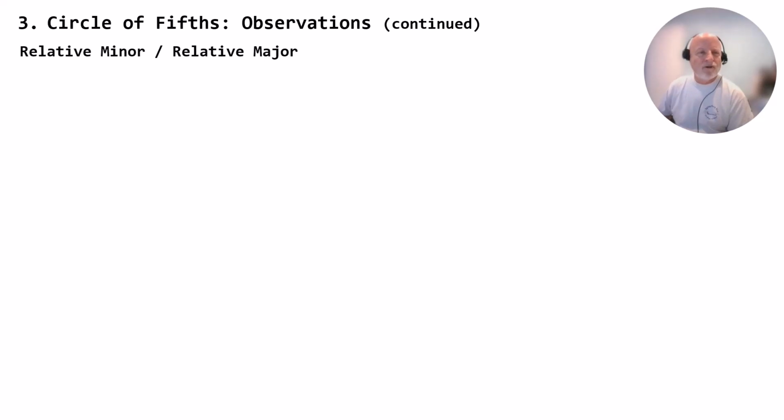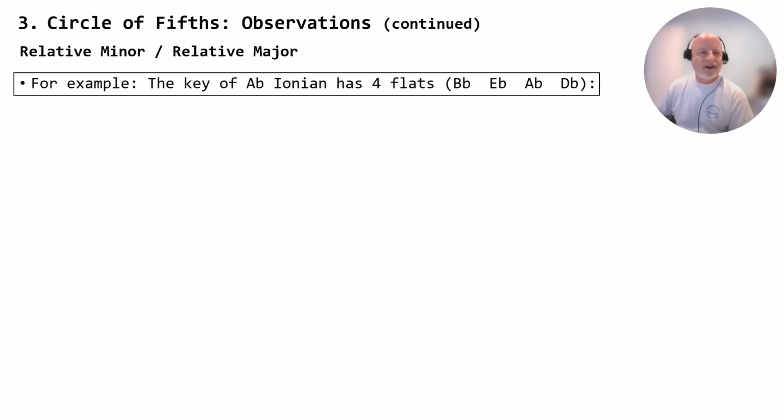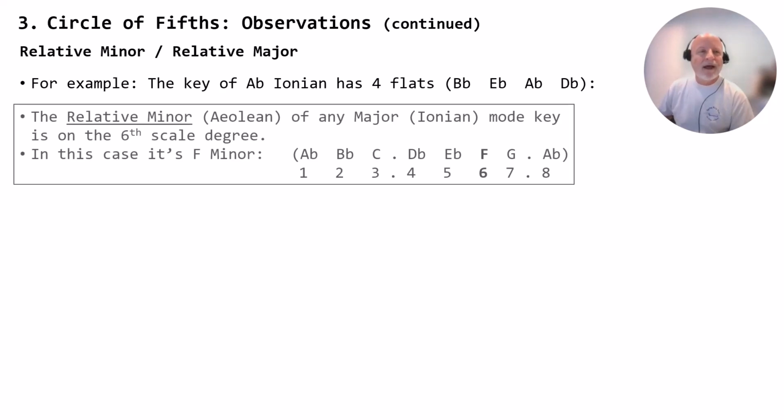Here's another little subtopic. These are terms called relative minor and relative major. For example, the key of A flat Ionian has 4 flats: B flat, E flat, A flat, D flat. Big evil animals dig, right? And the key that you're in is the second to the last flat. See that? It's A flat. So that's A flat Ionian, right?